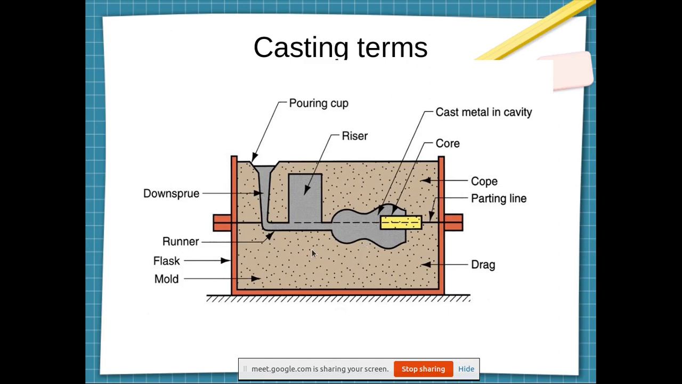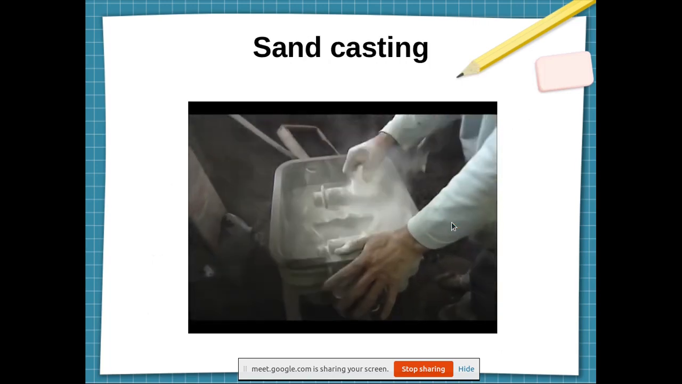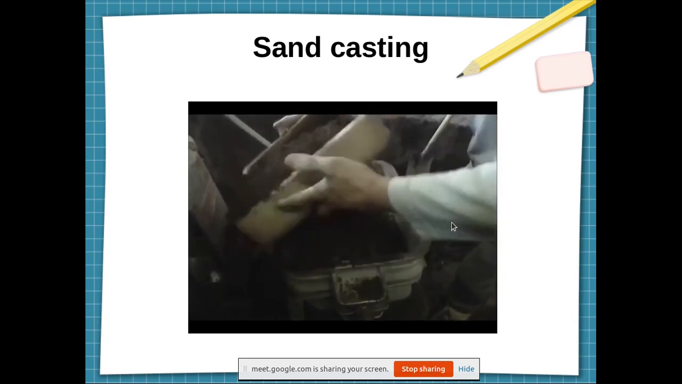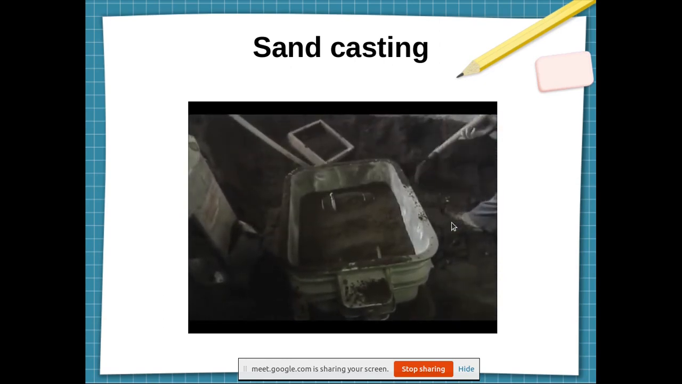I don't know whether to repeat the video or we continue. Let me know if I can repeat the video so that we can understand this diagram well. Okay. Can you see it? Yeah. Okay.